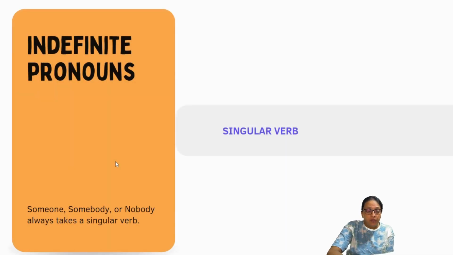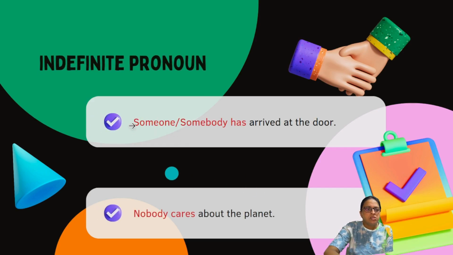Some more indefinite pronouns: someone, somebody, or nobody. Even they take singular verbs. Just remember, everyone, everybody, nobody, somebody, someone, all of them take singular verbs. Okay? Let's see some examples. Someone or somebody has arrived at the door. What do we mean by someone, somebody? We definitely mean a single person. Okay, we don't know who is there. Someone has arrived at the door.